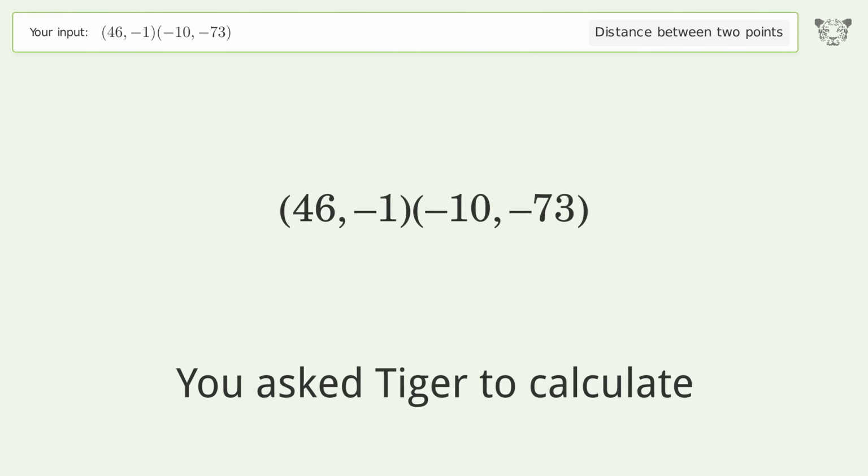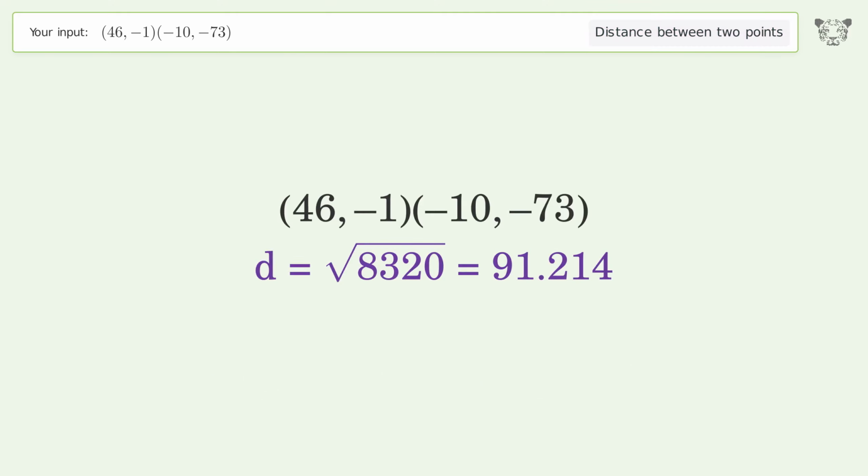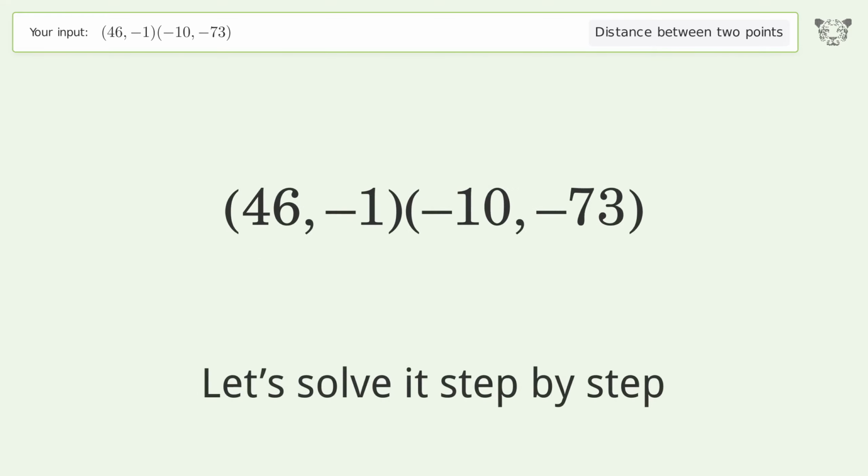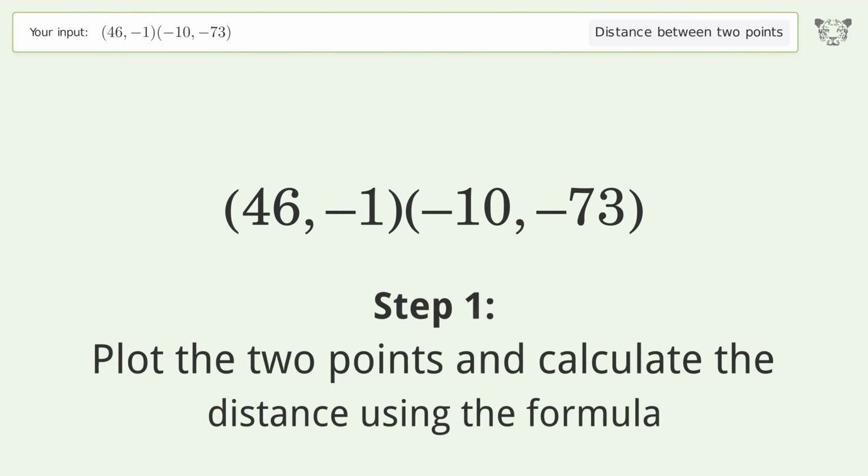You ask Tiger to calculate. This deals with the distance between 2 points. The distance between the 2 points is the square root of 8,320, or 91.214. Let's solve it step by step. Plot the 2 points and calculate the distance using the formula.